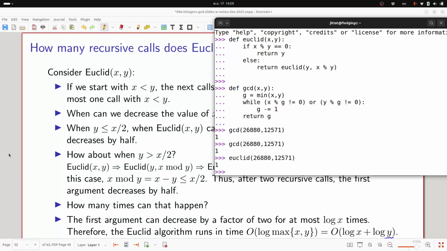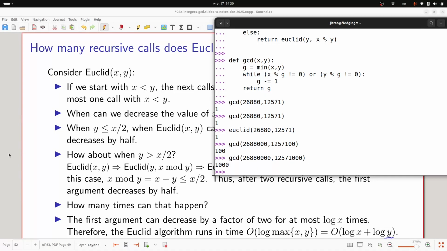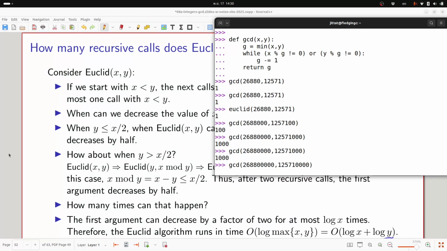Okay, but if the number is really large, so let's say I multiply both numbers by 100, then I know for sure that the GCD will be 100, right? Because 100 will divide both. And this is still fast. So let's multiply by 1000. It's not that fast anymore, right? But 10,000, it's getting slow.